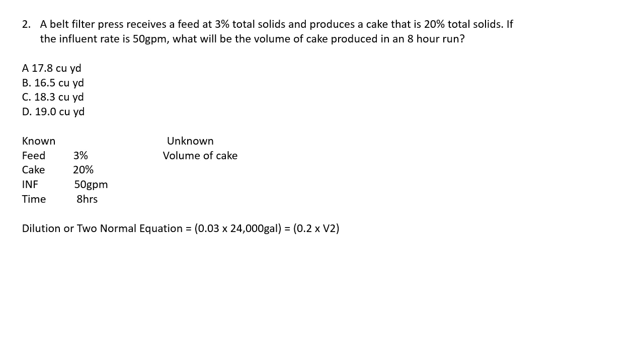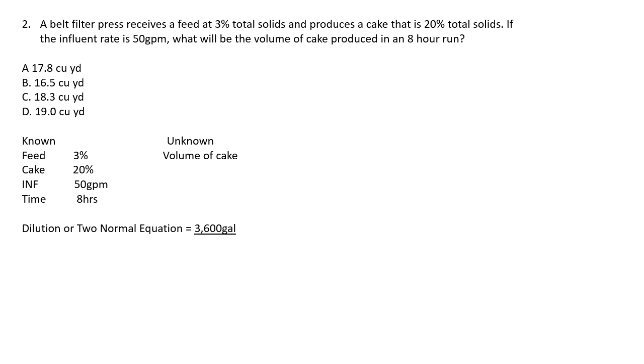To do that, we're going to divide the 0.2 out so we get the volume on one side of the equation. So we have 0.03 times 24,000 gallons divided by 0.2. Solve for the top first. We multiply the 0.03 and 24,000 gallons together, and you get 720. Then we divide that by 0.2, and when we do that division, you get 3,600 gallons, but we're looking for the answer to be in cubic yards.